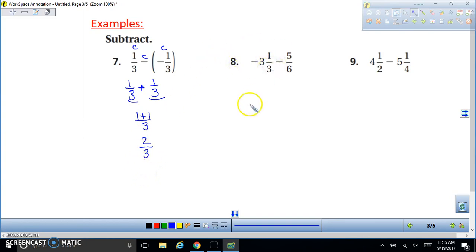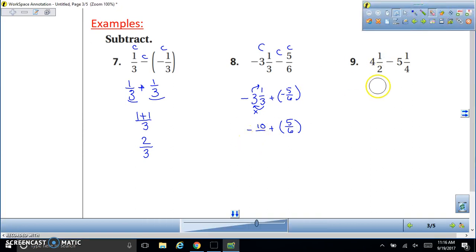All right, example 8. We're going to copy, change, change to addition. Opposite of a positive is a negative. All right, let's go ahead and make this an improper fraction because it's easier to add them together. 3 times 3 is 9. 9 plus 1 is 10. 10/3. Sorry, this is a 3. Let me go through and erase that and make sure it looks like a 3.